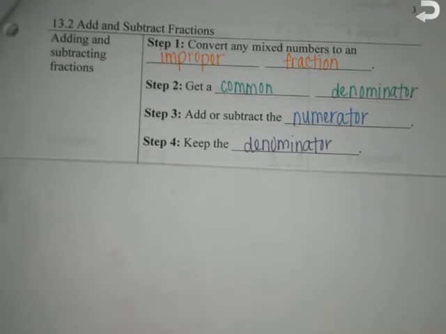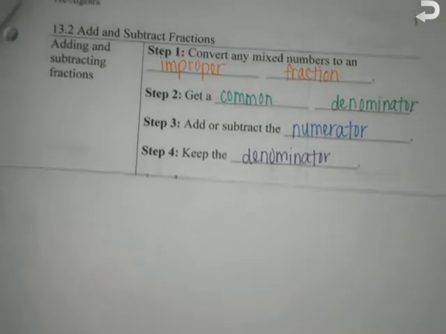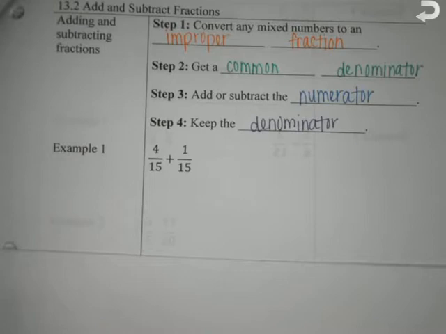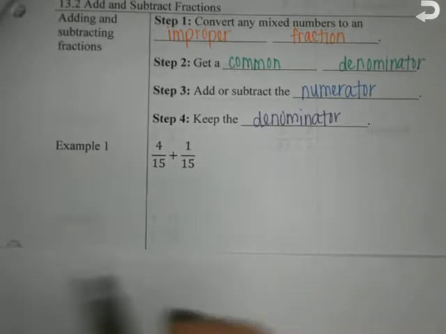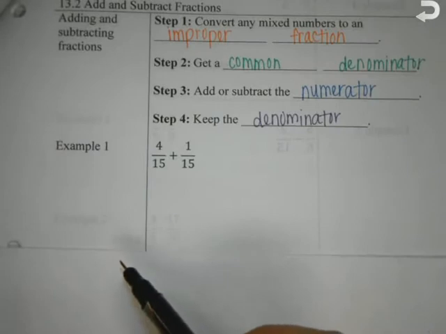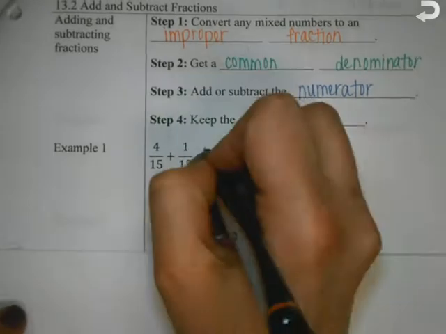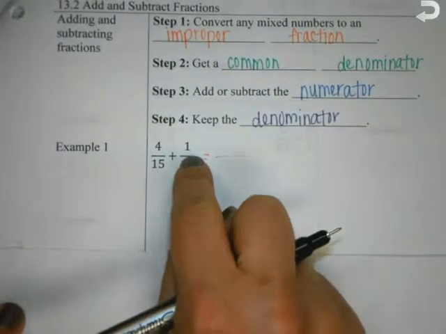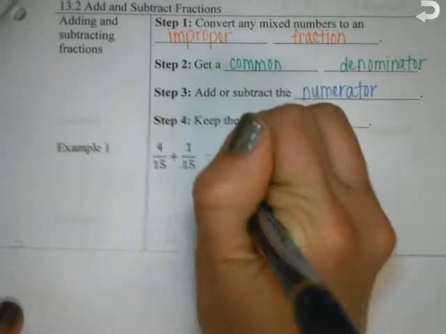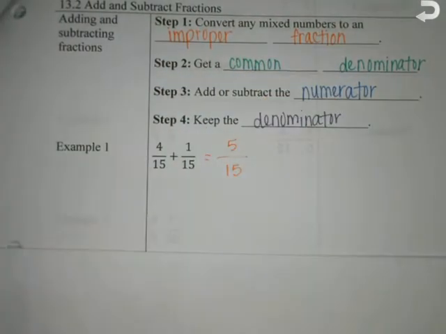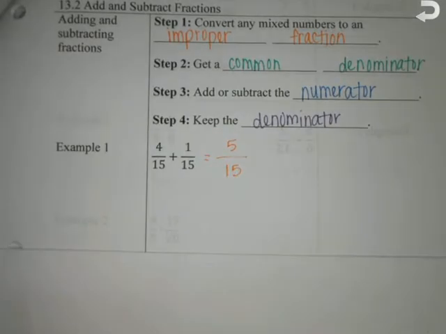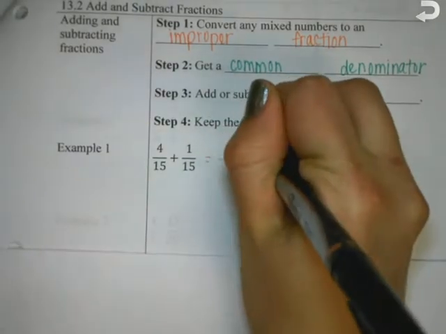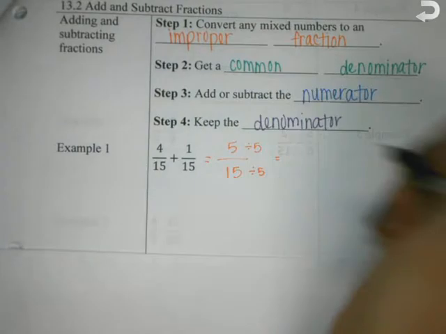Okay, let's do a problem. Example 1. 4 over 15 plus 1 over 15. Do I have common denominators? Yes, so I'm just going to add straight across. 4 plus 1 gives me 5. Keep the denominator over 15, and I'm done, yes? No. No, I have to do what? Reduce. What is 5 over 15 reduced to? 1/3. We can divide both by 5, which gives me 1 over 3.